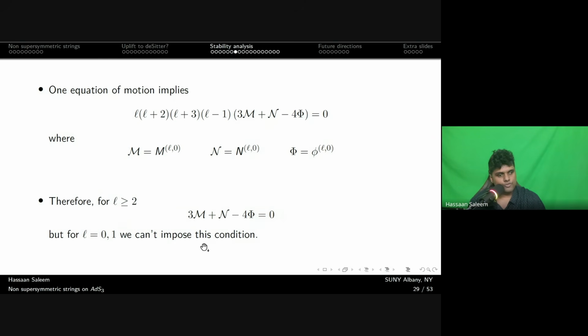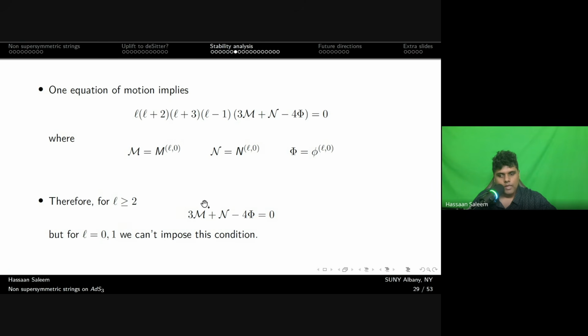Okay, but for L equal to 0 and L equal to 1, you can't impose this condition because the equation is just trivial, which means that our analysis has to break down in 3 parts. One part is where L is greater than or equal to 2, and the other 2 parts include L equals 0 and L equals 1. So we have to treat these three different kinds of sectors separately.